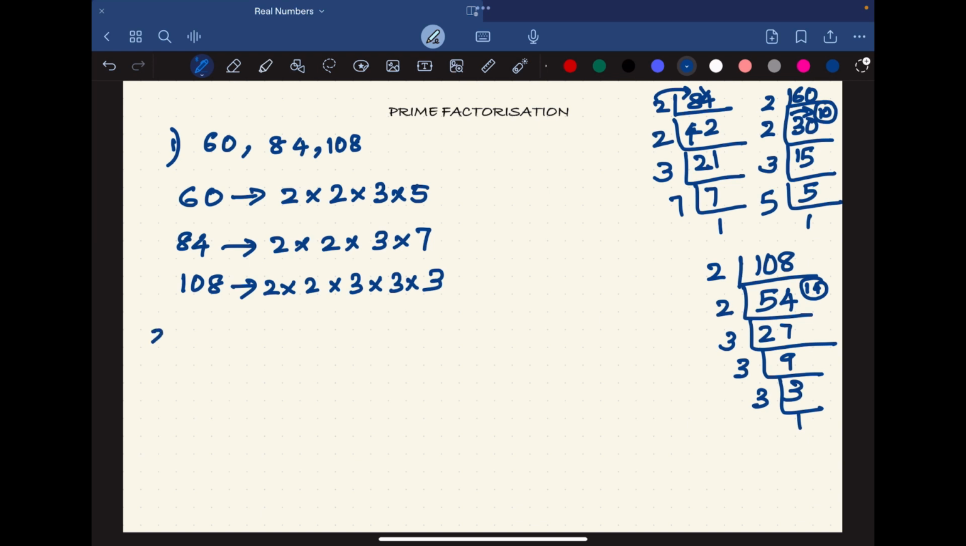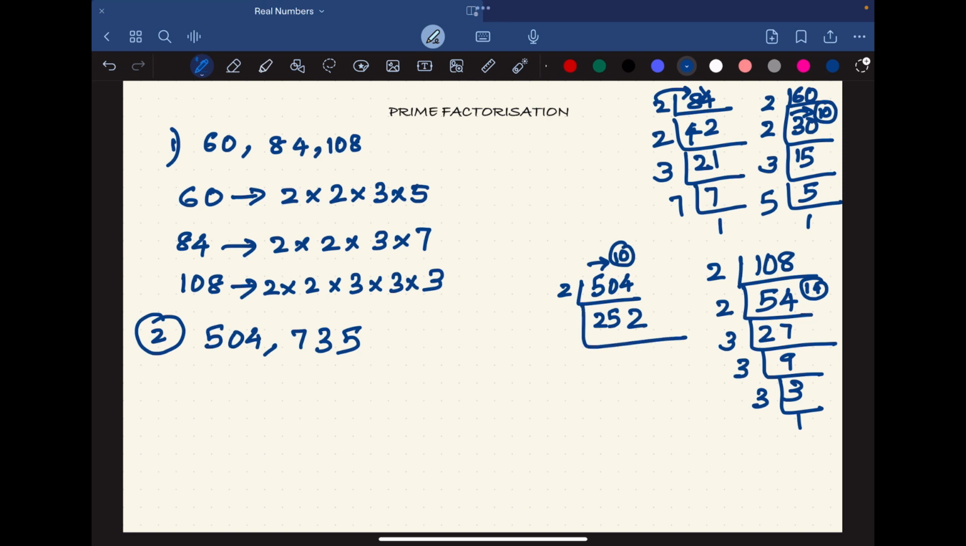So let's see another question, the second one. 504 and 735. I have given two numbers. 504, how can we do the prime factorization of 504? Either you can divide by 2 and see whether it is possible. If not, you can try with 3. That is how we do the prime factorization, right? So 504 we can take 2 times. 2 twos are 4. Then 5, 1 is pending, so we can take it as 10. 2 fives are 10. Then 2 twos are 4 again, right? Next, again if you take 2, 2 ones are 2 here.